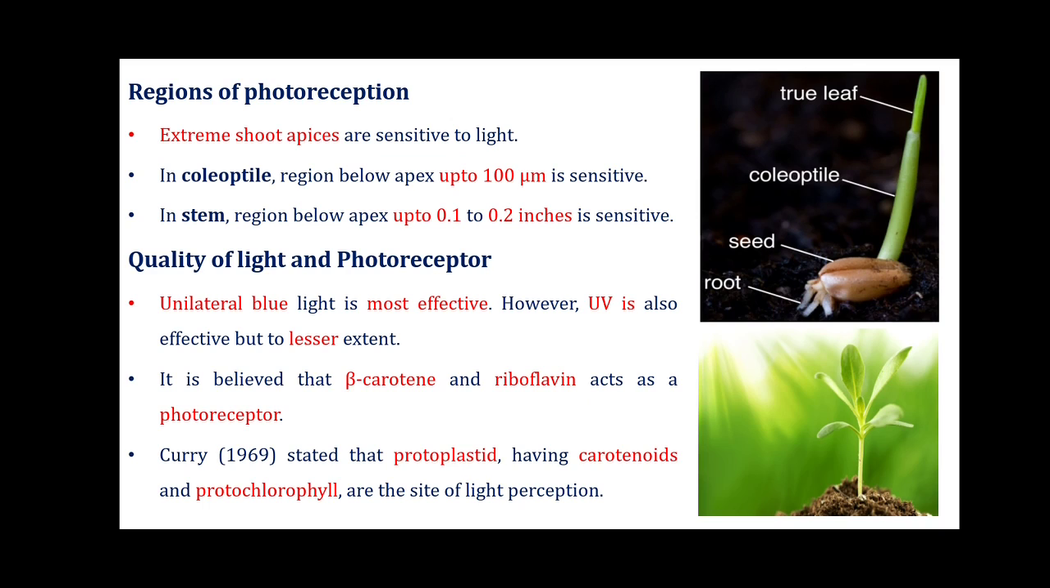Now when it comes to the quality of stimulus, that means quality of light, unidirectional blue light is most effective. However, UV light is also effective, but as compared to blue light, it is lesser. It is believed that beta carotene and riboflavin act as photoreceptors. The scientist Curry in 1969 stated that protoplastids having carotenoids and protochlorophyll are the site of light reception, that is stimulus reception.